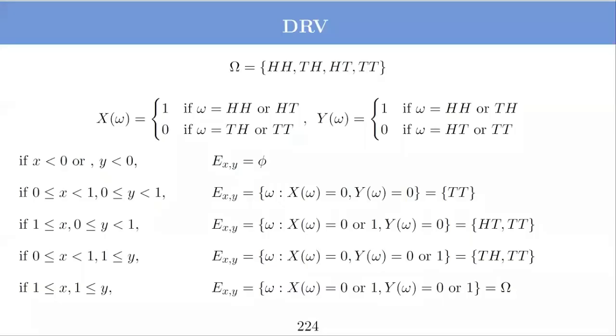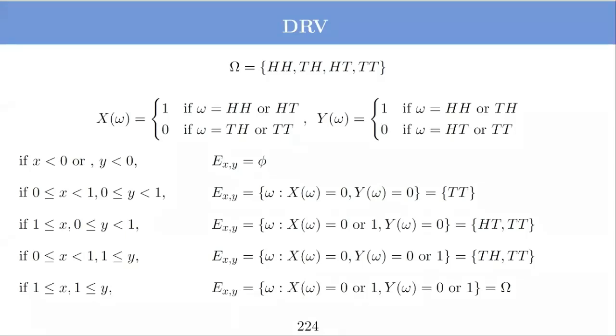Let's see how we can compute the joint distribution by calculating this particular example. So let us take an example of flipping two coins. So the sample space will be HH, HT, TH, and TT. So HH denotes that both coins are head, TH is first is tail, second is head.